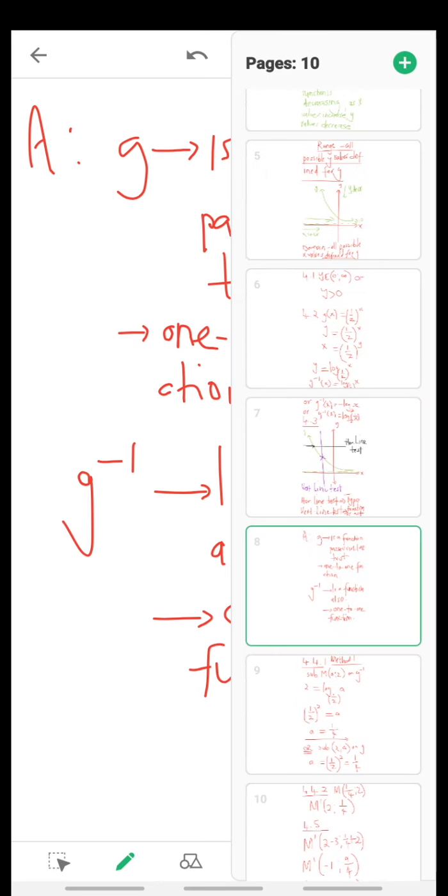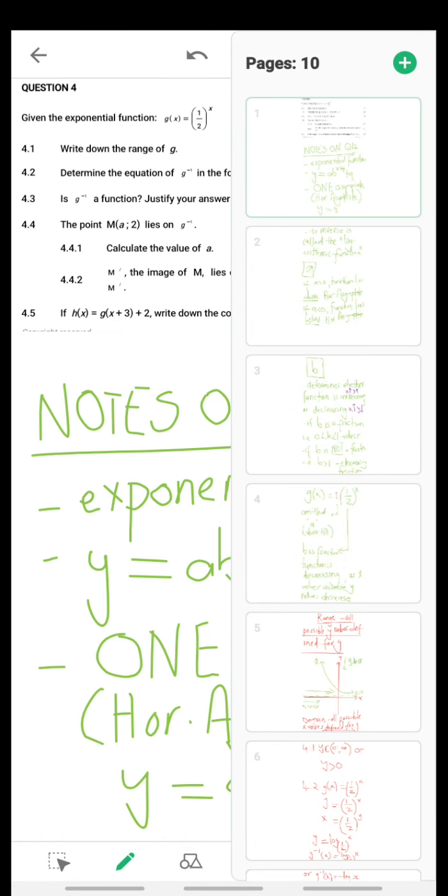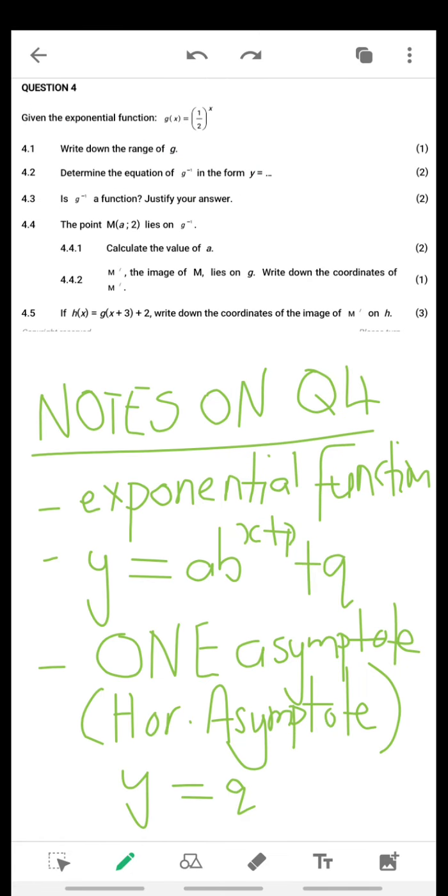Okay. Well done. Now, let's go to 4.4. The point M(A, 2) lies on the inverse. Underlined, it lies on the inverse, meaning when we go to G, it will be 2 is to A. But on the inverse, it's A is to 2. You get the idea, right?